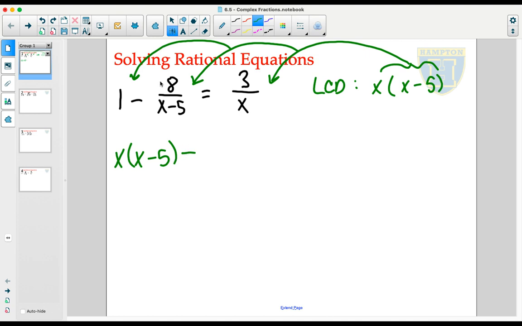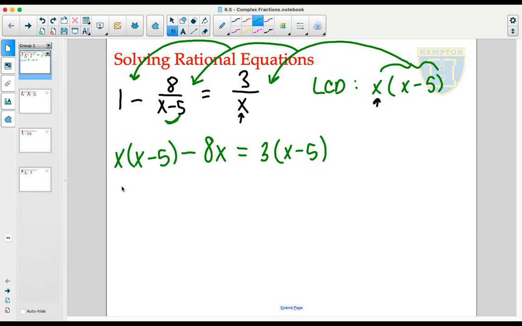The second multiplication, the x minus 5 from this denominator will simplify out with the least common denominator multiplication, leaving us just with the 8 from the numerator and the x from the least common denominator. And then the same thing will happen on the other side. This x will simplify out with that x through the multiplication, leaving us with just the 3 and the x minus 5.